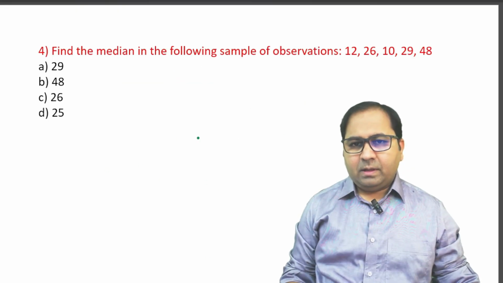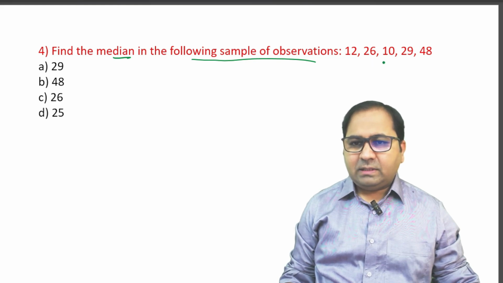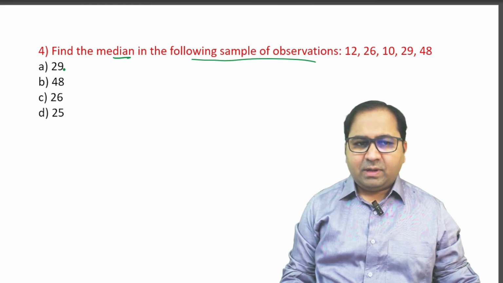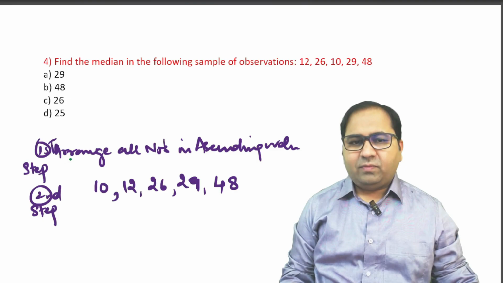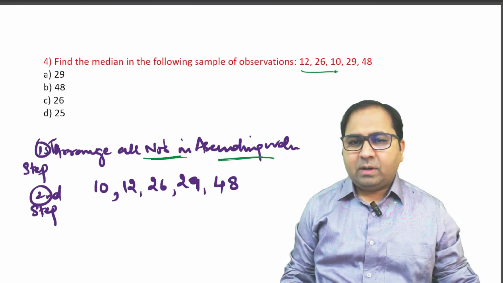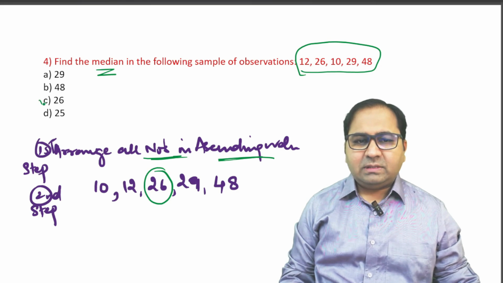Okay. Next question. Find the median in the following sample of observations. They gave 12, 26, 10, 29, 48, and the options they have asked are 29, 48, 26 and 25. So how do we do this? First of all, you arrange all the numbers in ascending order: 10, 12, 26, 29 and 48. Then the second step is you select the median. Median in the sense, what is the middle number? It is 26. So 26 is the answer for this question.